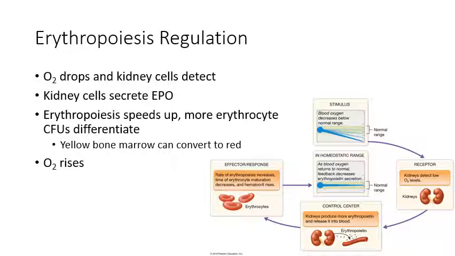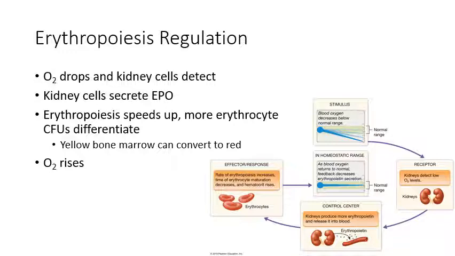Ultimately, you're going to get more red blood cells, and then because you have more red blood cells, you're going to have more oxygen in the blood. The oxygen level of the blood will rise, and the kidneys will detect that it's normal again, and they're going to stop secreting EPO. One more interesting effect of EPO is that it's actually possible for EPO to convert yellow bone marrow back to red bone marrow. If you really need a lot more red blood cells very quickly, then you're going to have a lot of EPO released, and you can actually get some of your red bone marrow back and dramatically increase your ability to make those red blood cells.